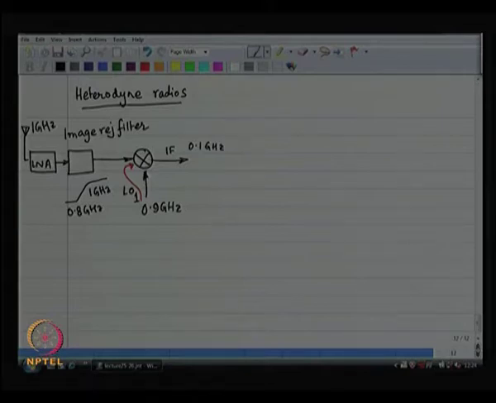Now, how difficult is such a filter to build? It is impossible to make a brick wall filter, no surprise, right. The image reject filter is some sort of a band pass filter, and Q, the quality factor of this band pass filter, is the ratio of the center frequency to the bandwidth. If I want the bandwidth to be small, then I need a large Q. Large Q is very difficult to build.